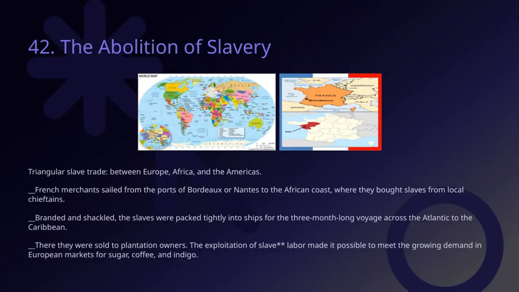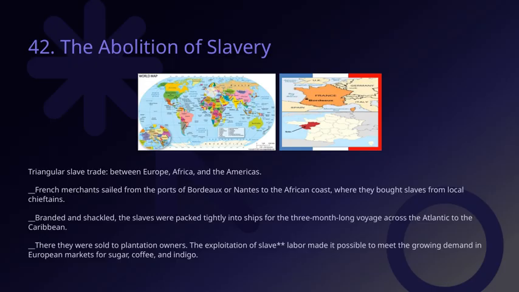When they arrived in the Caribbean, the slaves were sold to plantation owners. The exploitation of slave labor was crucial because it fueled the production of commodities like sugar, coffee, and indigo, which were in high demand across Europe. This entire system was driven by greed and had devastating human costs, but it also played a key role in shaping the economic landscape of the time.